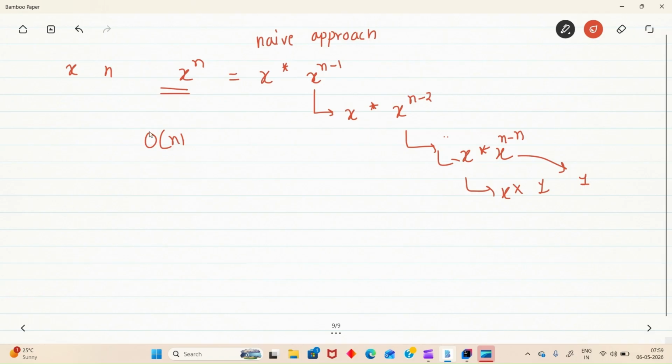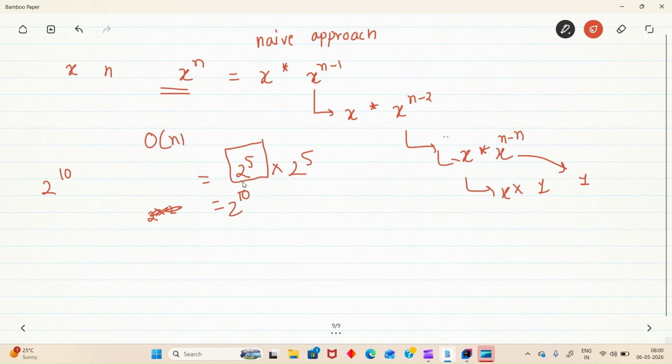Now, further, how we can optimize this: consider that I want to find 2 power 10. If I have the 2 power 5 value, why do I need to do 2 into 2 into 2 again for the other 2 power 5? Can't we just multiply by 2 power 5? Yes, right. Then we'll get 2 power 10, isn't it? So if I have the half value, that works.